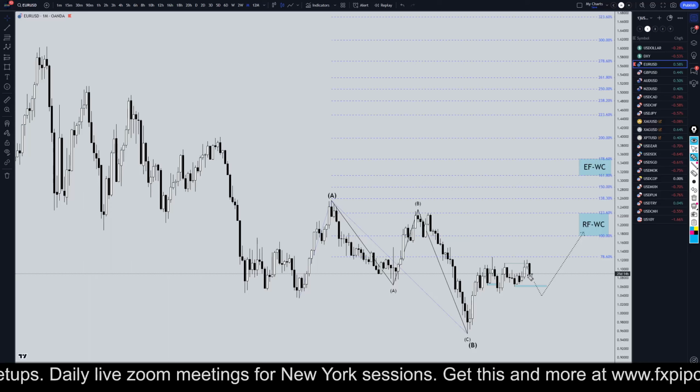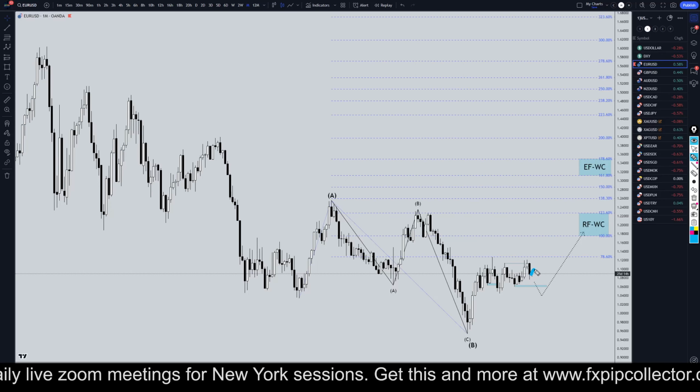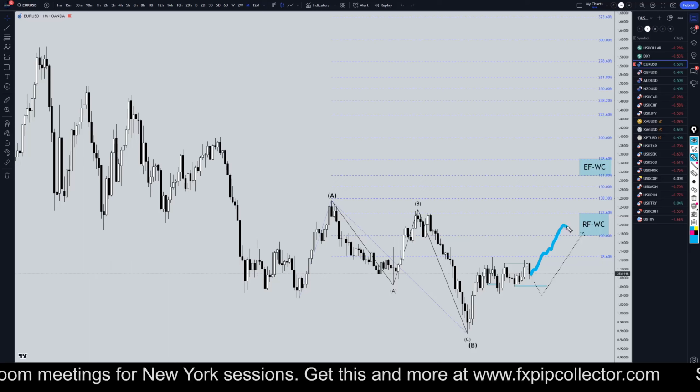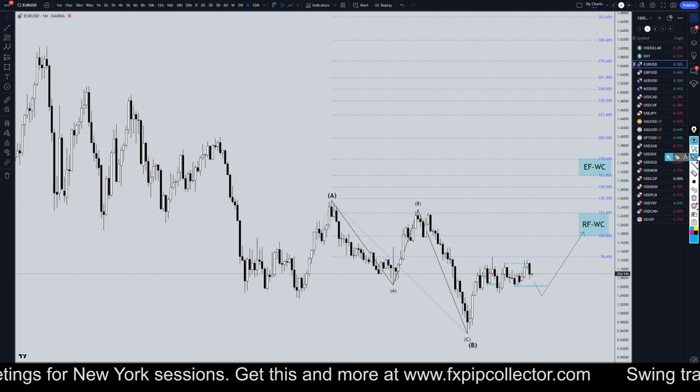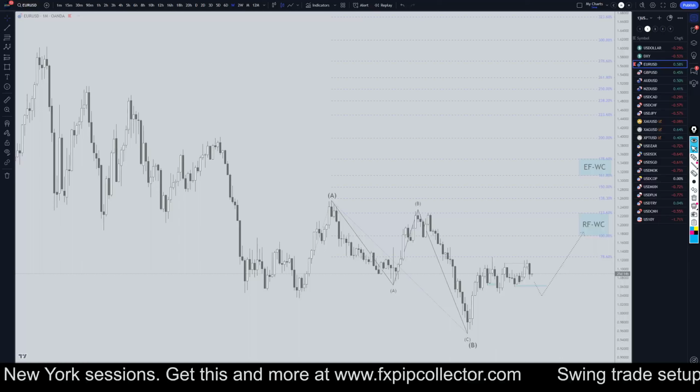I mean, honestly, this could be a bear trap, especially with the U.S. elections, and it possibly could just go up from here. So let's take a look at it on the weekly time frame.